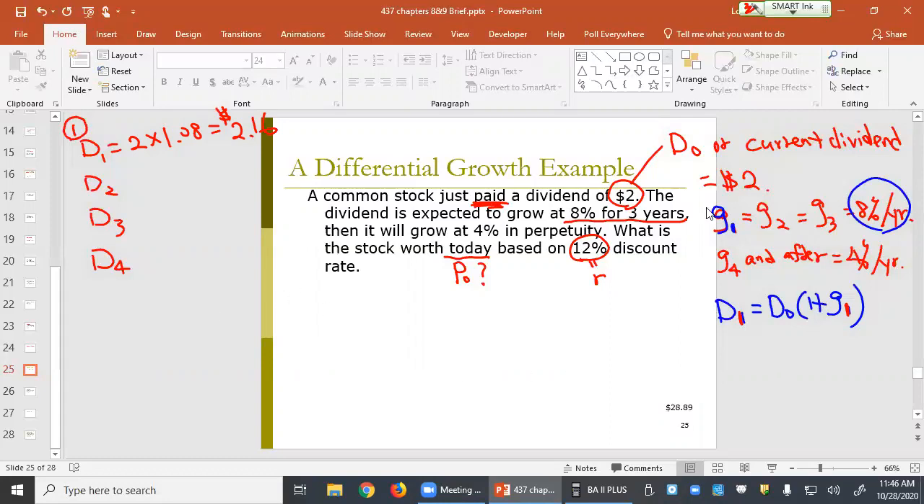D0 is the $2, G1 is the 8%, so 2 times 1.08 will give us $2.16 as our D1.